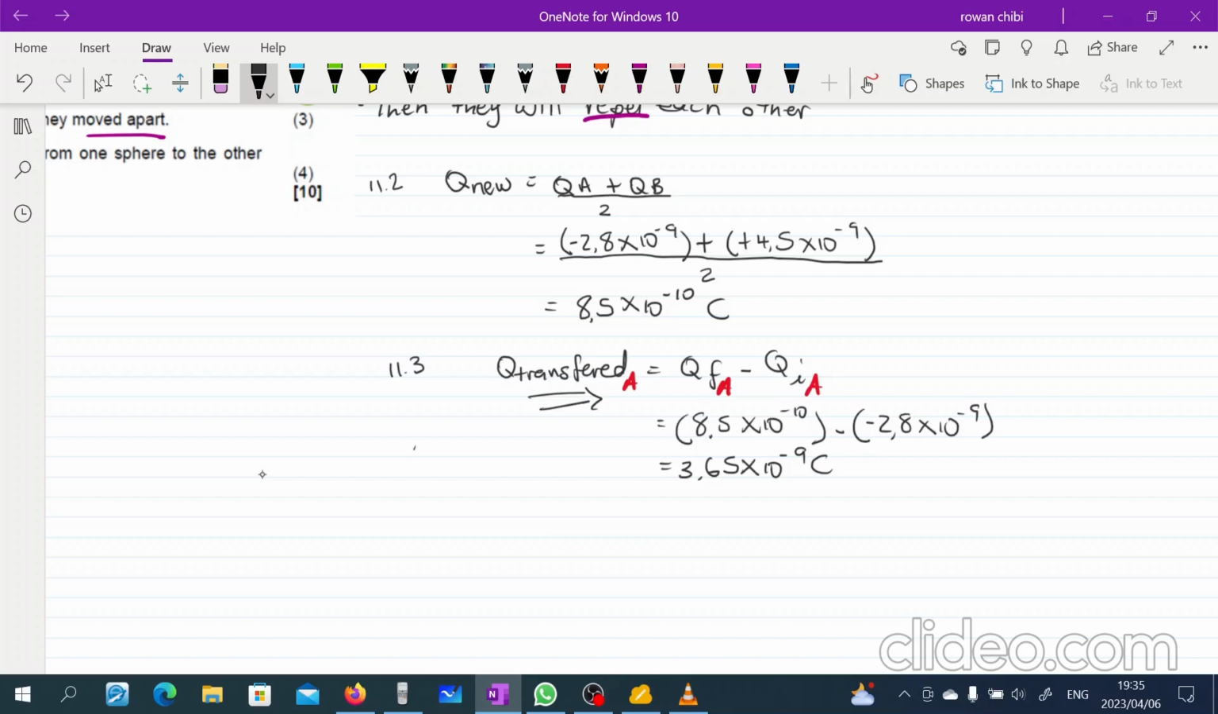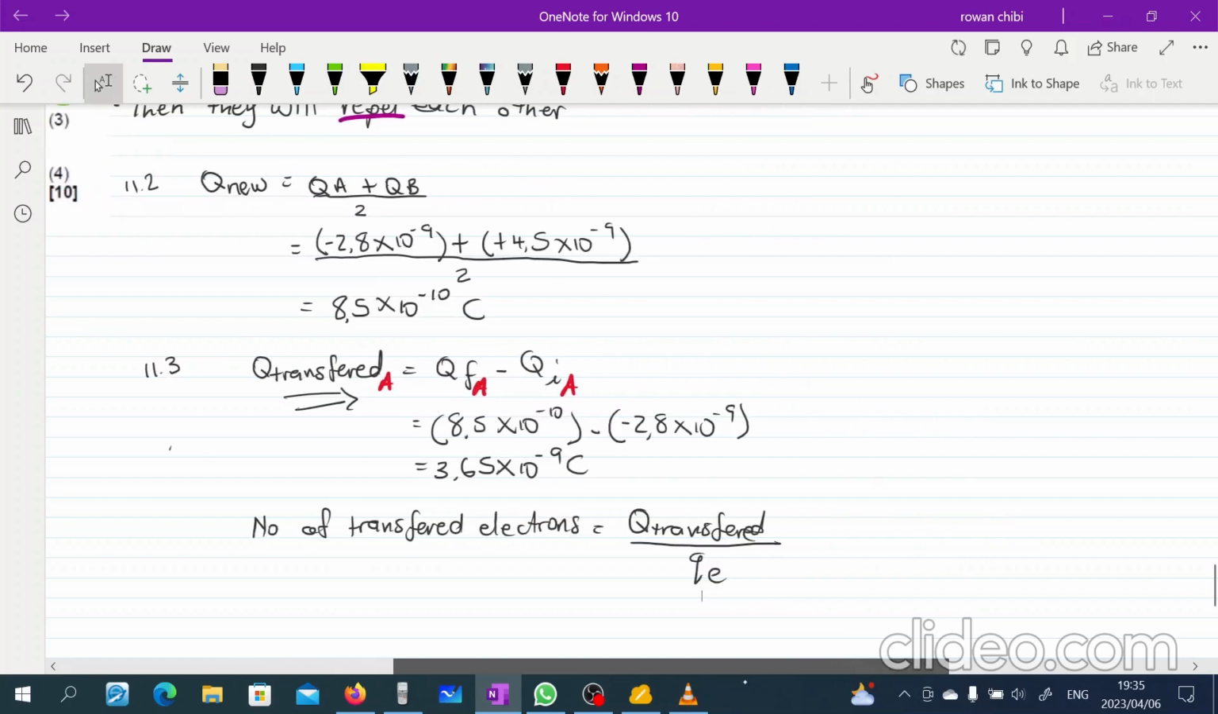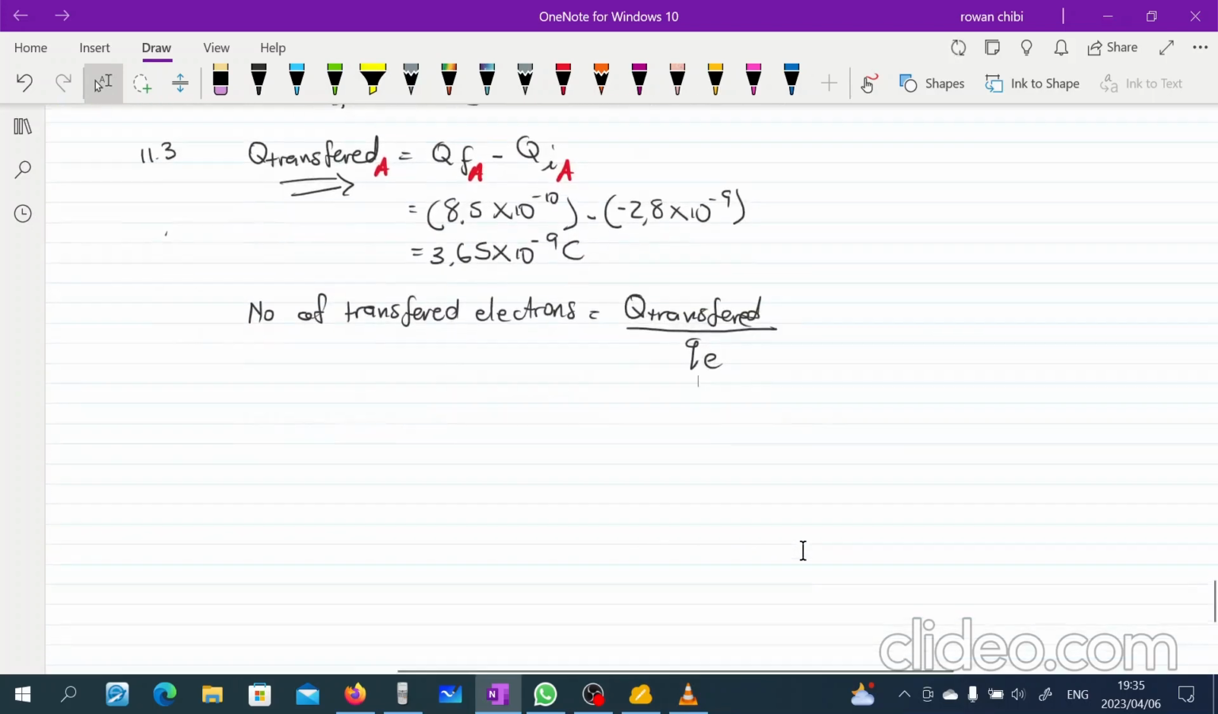So now we find the number of transferred electrons. The number of transferred electrons is equal to that Q transferred divided by QE, the quantization of charge. So we want to find now the number of transferred electrons. Q transferred, we said, is 3,65 times 10 to the power negative 9.